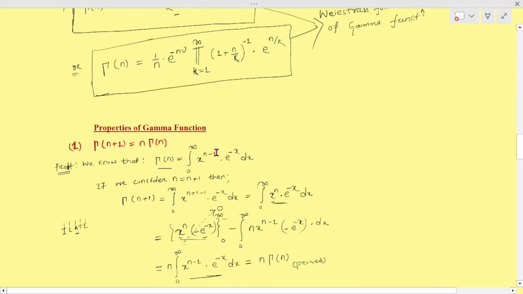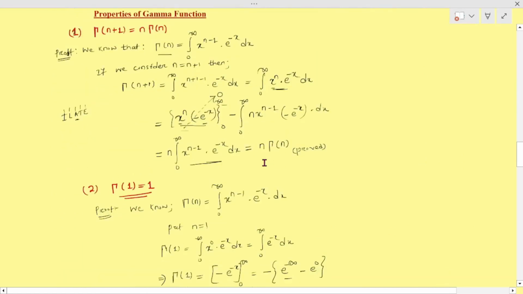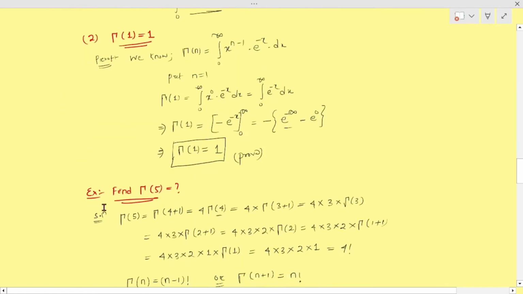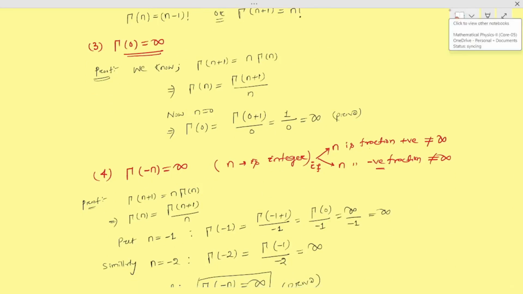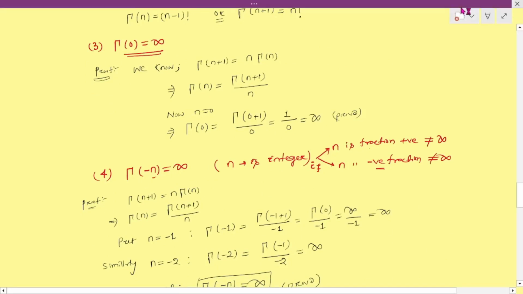Then we discussed some properties of the gamma function, that is, gamma n plus 1 equals n gamma n, gamma 1 equals 1, gamma 0 is infinite, and gamma minus n is infinite. Here you have to remember that n is an integer.